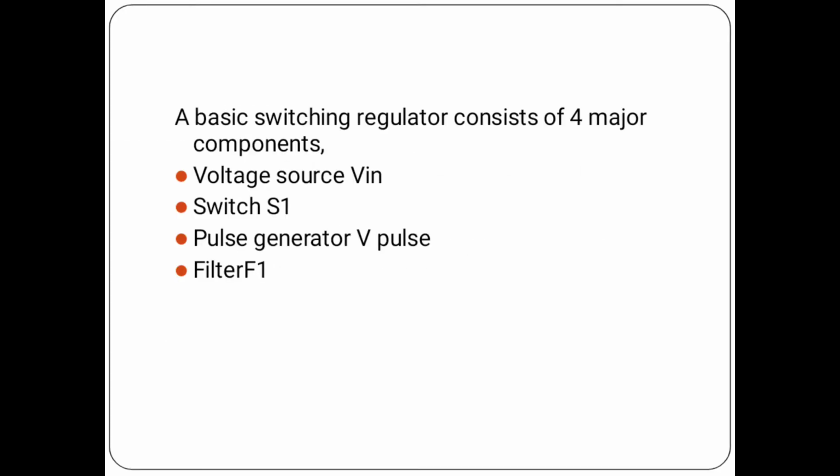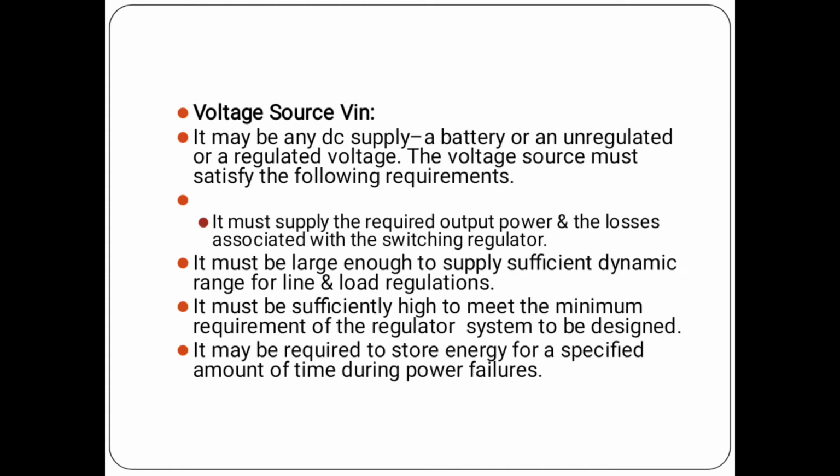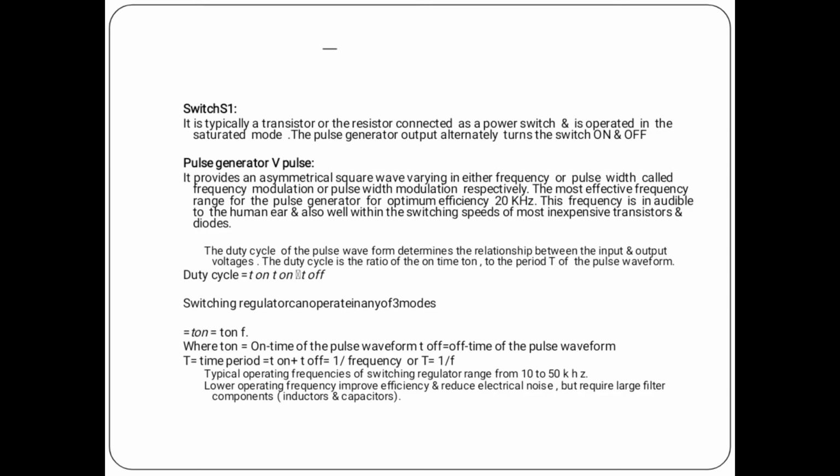The basic switching regulator consists of four parts: voltage source, switch, pulse generator, and filter. The voltage source may be any DC supply voltage, from a battery. It must supply the required output power and the losses associated with the switching. It must be sufficiently high to meet the minimum requirement of the regulated supply. It may be required to store energy for a specified amount of time during power failures.